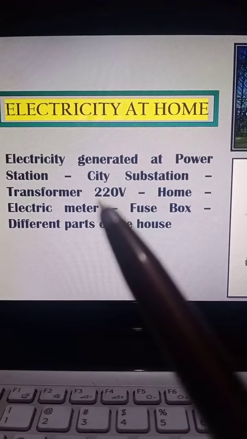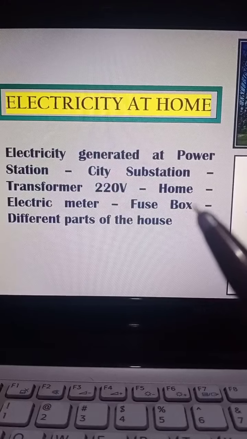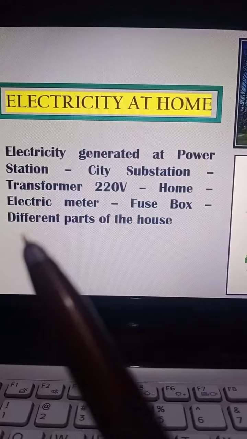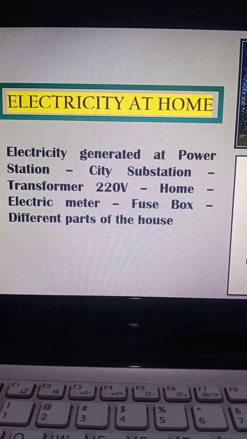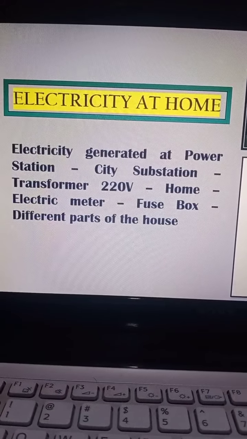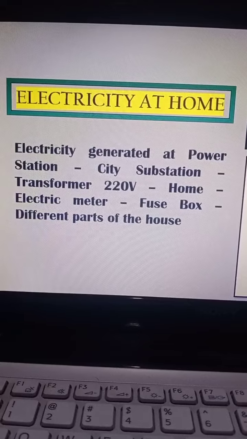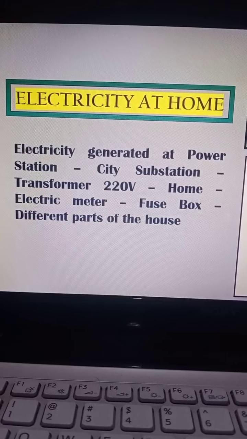Then at our home we have an electrical meter which measures the electrical energy which we use. Further, in the circuit, from the electrical meter it reaches the fuse box for our safety, and then from the fuse box it reaches different parts of our home. So this is how electricity reaches our home from the power station.